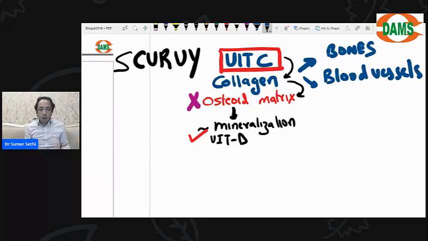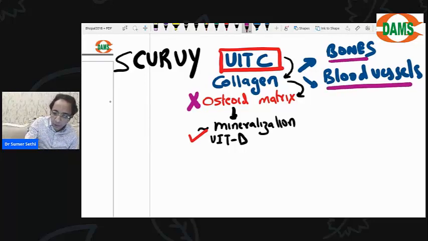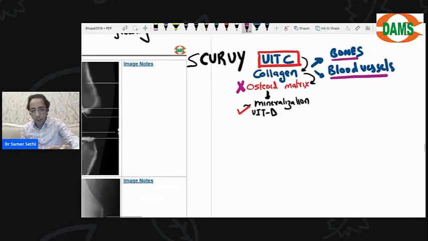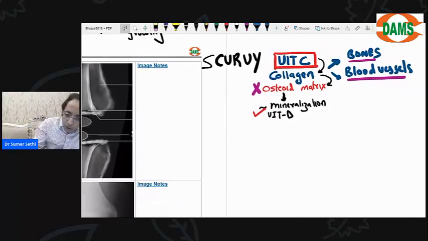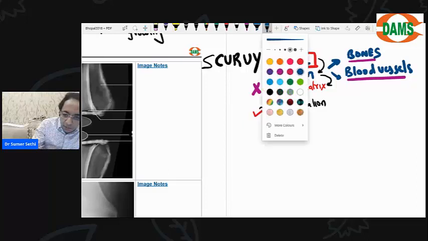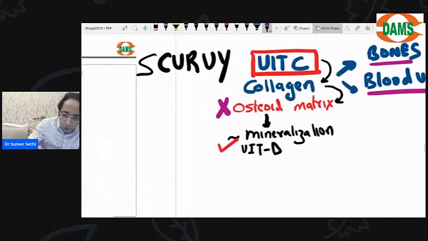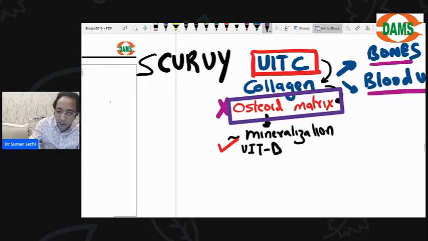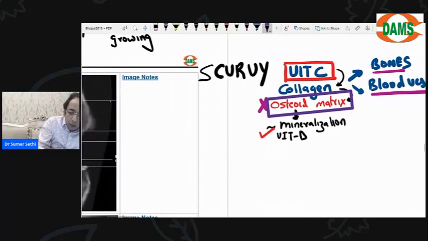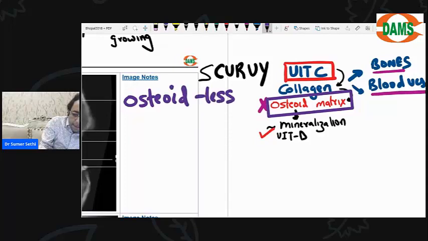Okay. So you need collagen in capillaries, you need collagen in the bones. So we will see changes of scurvy in blood vessels as well as in the bones. Let's imagine now. Bone is formed on an osteoid matrix. Everybody, are you able to follow my point? Bone is formed when there is an osteoid matrix, and when it gets mineralized, the bone is formed. Now in scurvy, osteoid is less.